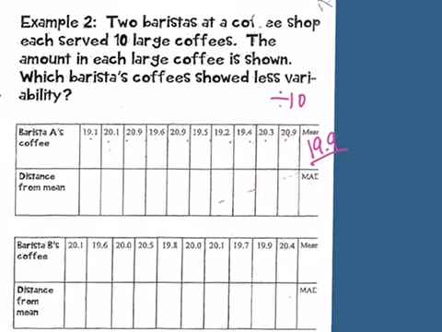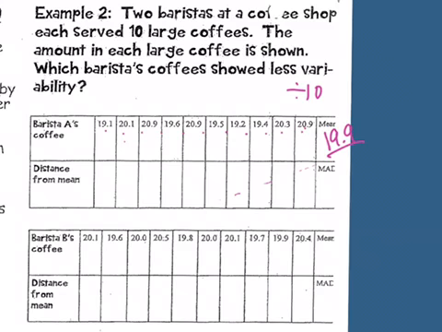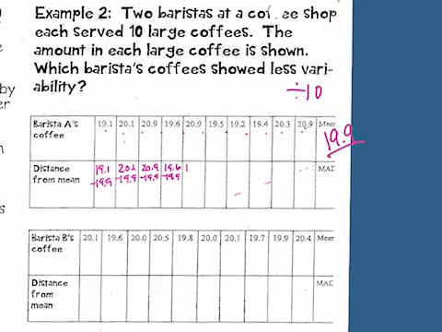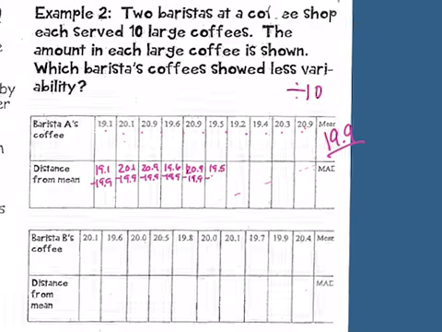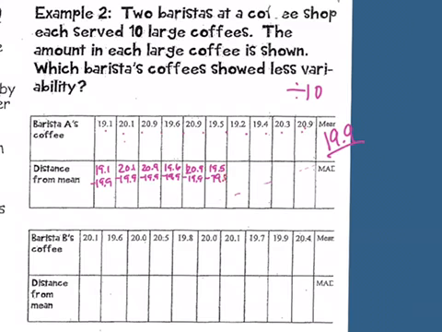And so then I want to find the distance from each number in the set. So 19.1 minus 19.9, 20.1 minus 19.9, 20.9 minus 19.9, and all the way down. I'm taking that number away from each and every one. Just remember, if you get a negative in the calculator, drop that negative. After you subtract and you get a negative number, drop it.